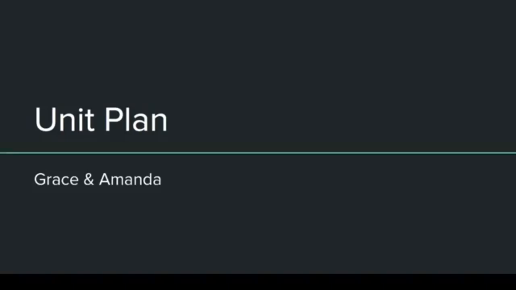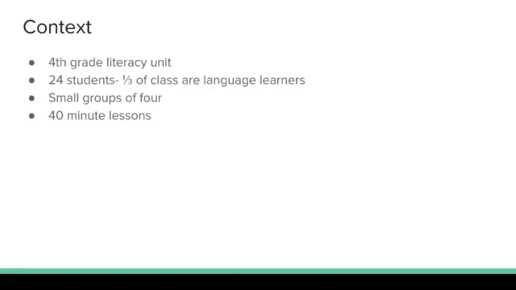Hello. So for Amanda and my unit plan, we decided to do a literacy unit for 4th grade. And the classroom situation that we chose was to have just a third of the general education classroom be language learners. So there are 24 students, and a little bit over a third of the class have home languages of Spanish and Japanese.